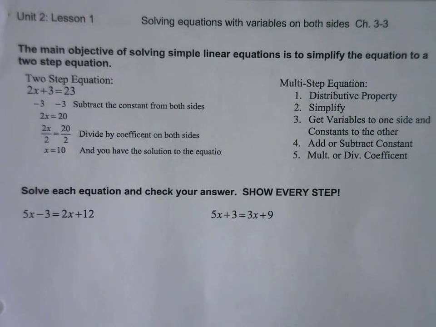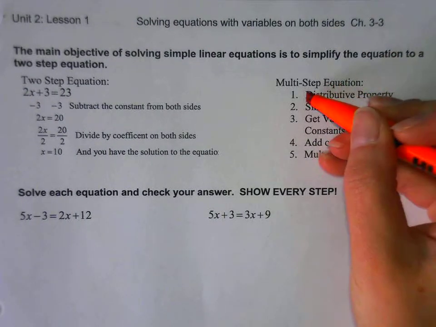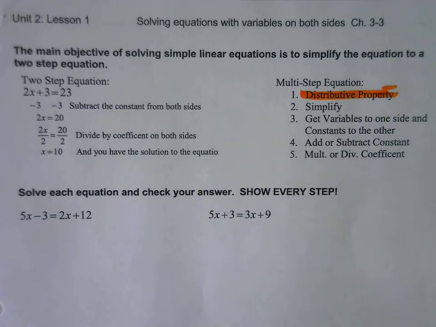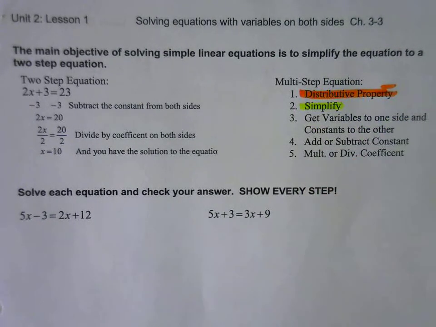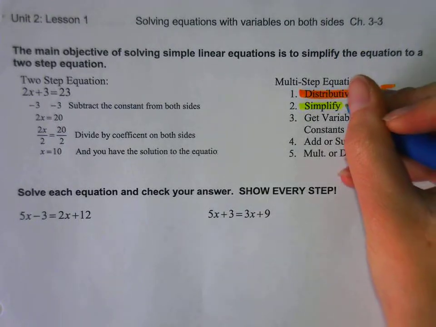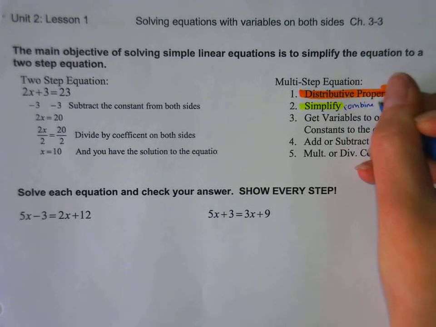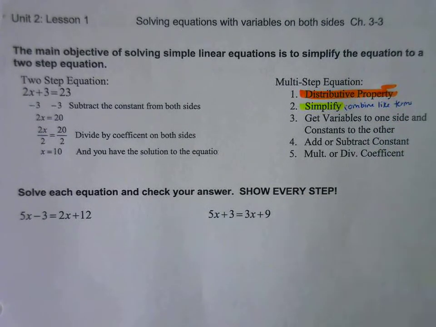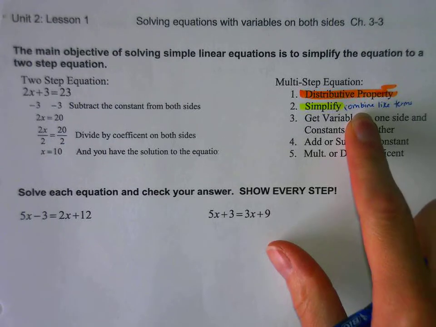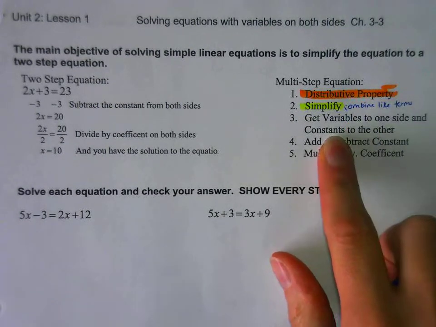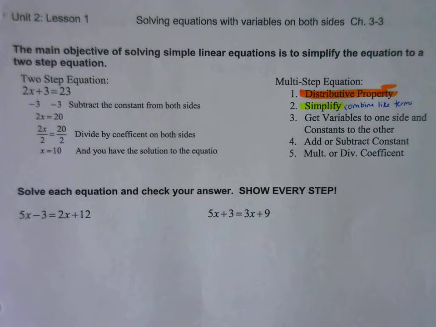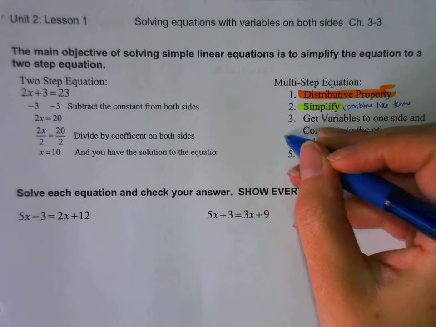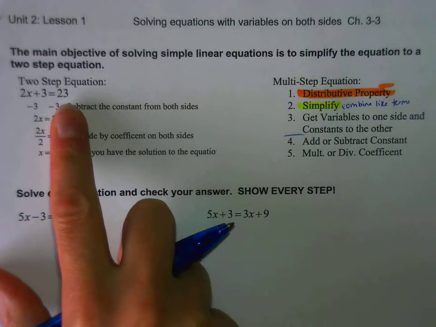In a multi-step equation, the first thing we want to look at is, do I have anything I need to distribute? And if there is, we do that first. And then second, we simplify. What we mean by simplify is to combine like terms that you have on each side of your equal sign. So combine the like terms on the left side, combine the like terms on the right side. Then we want to get our variables to one side, as well as the constant, and then we add or subtract, multiply or divide. So once you finish step 3, you're now back to a two-step equation.